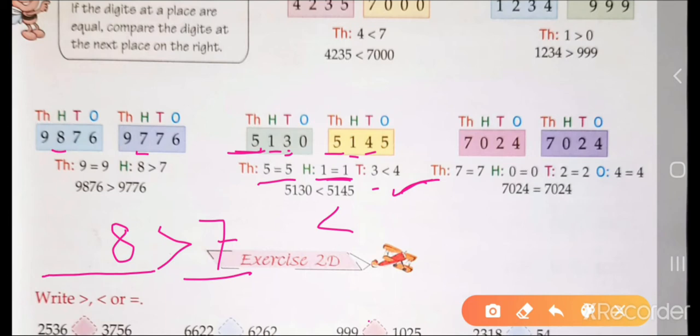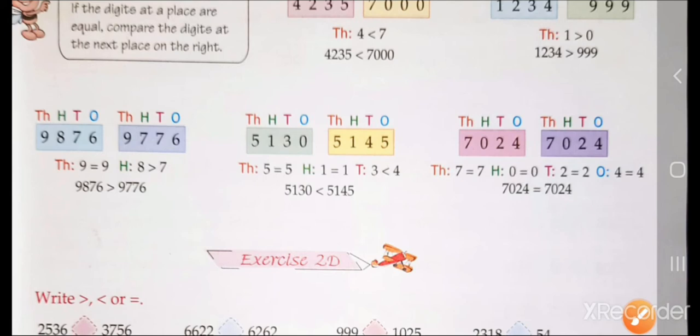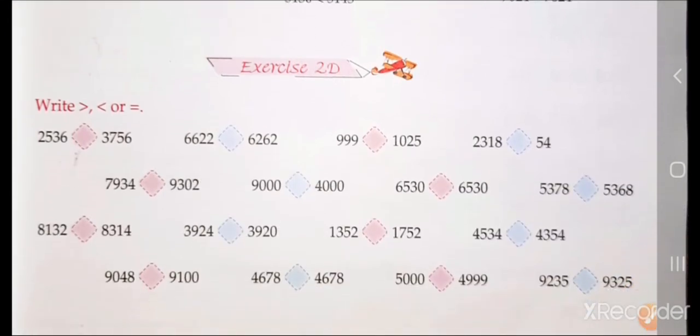What happens when all 3 digits from left to right are equal? Okay, just see, this is equal. Just check the next one. 0 is also, it is 0 in both numbers on the 100 place. 2 is here and the next is 4. Then all the digits are equal, so this number will be equal, so you have to put the symbol of equal. Okay, so let's start our exercise, the 2D.